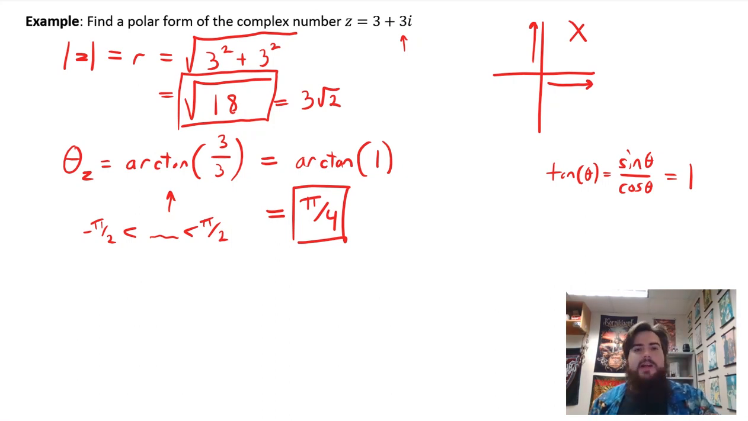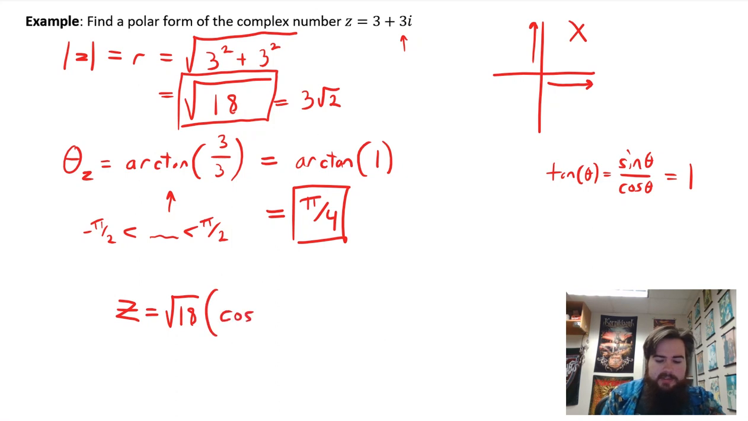With these, I can write the polar form of this complex number, z. I can write that in two different ways. It depends on what you would like to do. The expanded form of this would be the square root of 18 times cosine of pi over 4 plus i times sine of pi over 4.